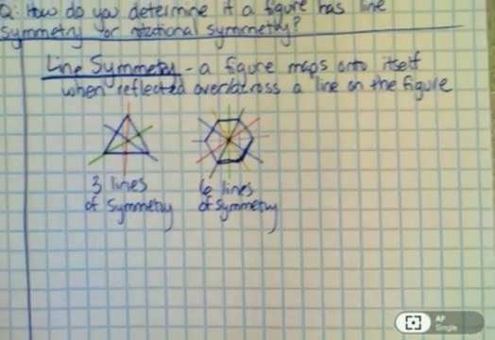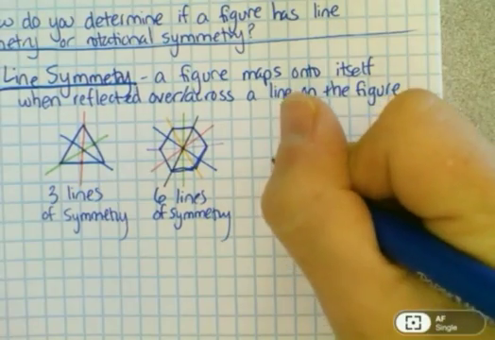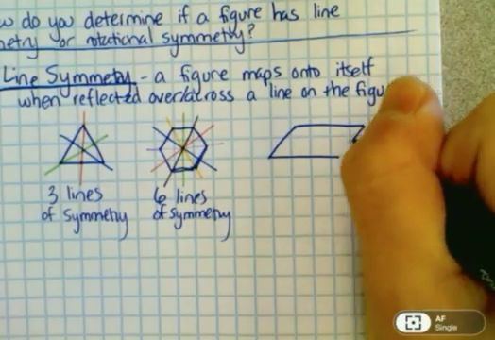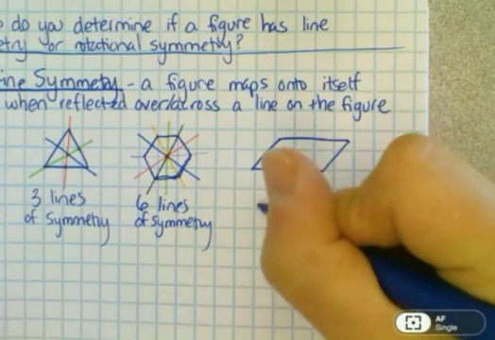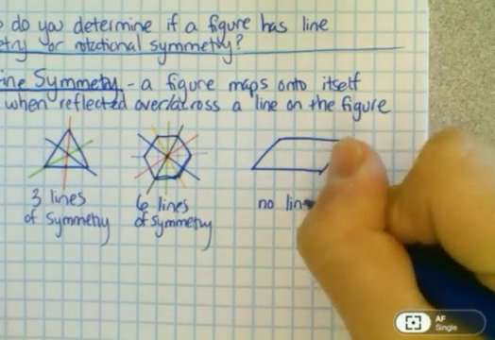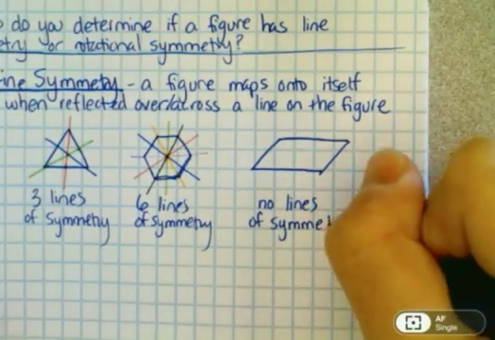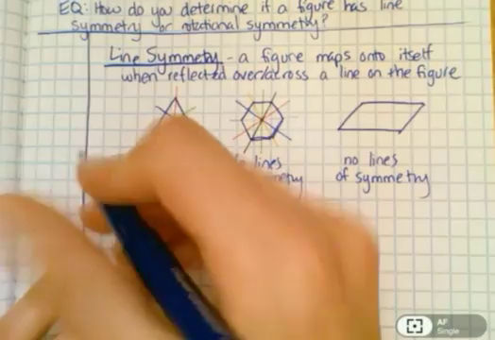All right. And then we also looked at a parallelogram. So let's just draw that. A parallelogram like this. And that actually had 0 lines of symmetry. So next we're going to talk about rotational symmetry.